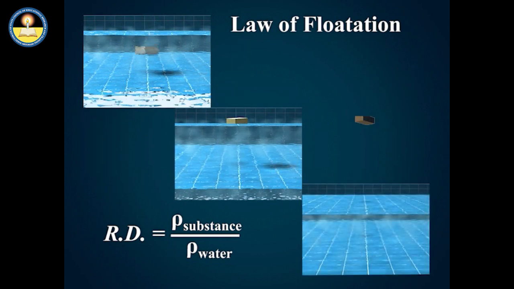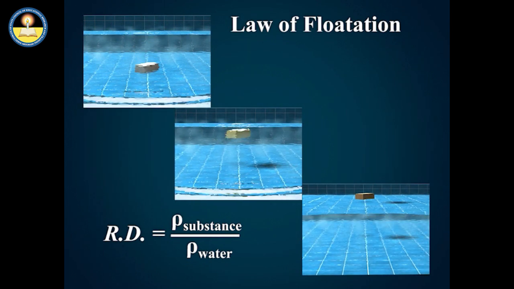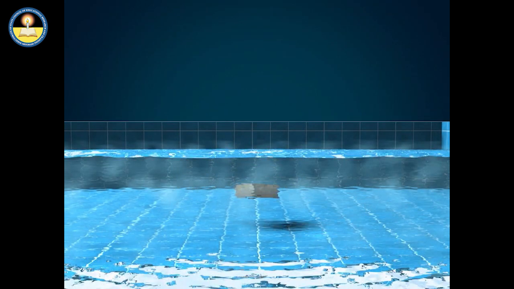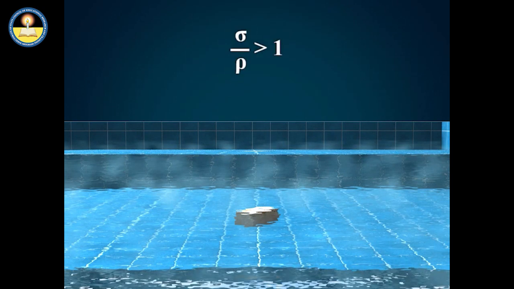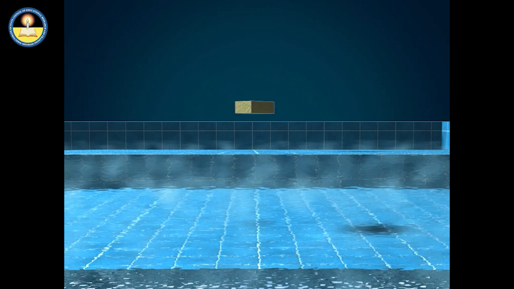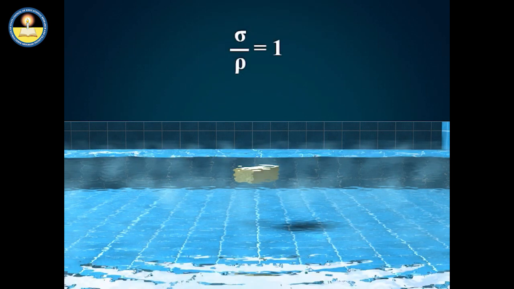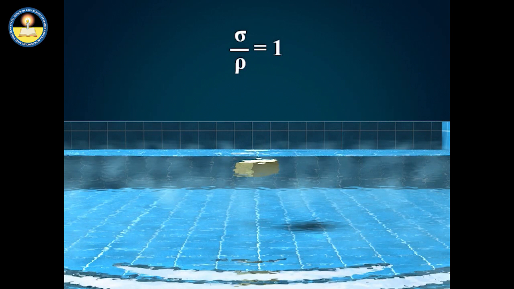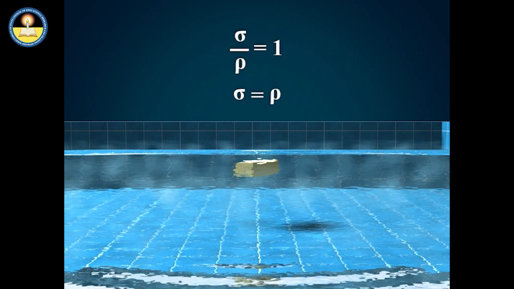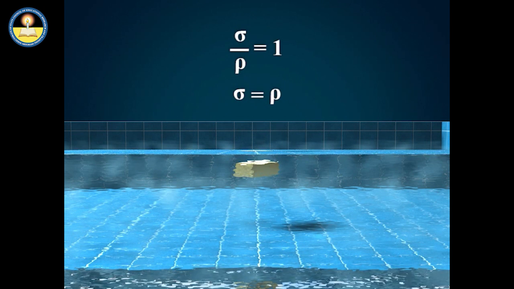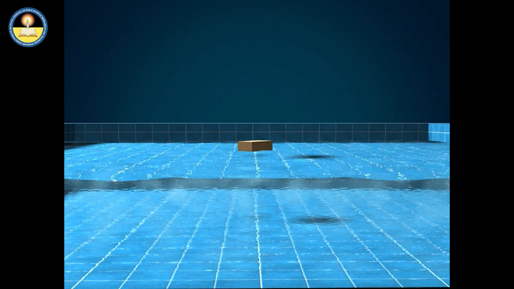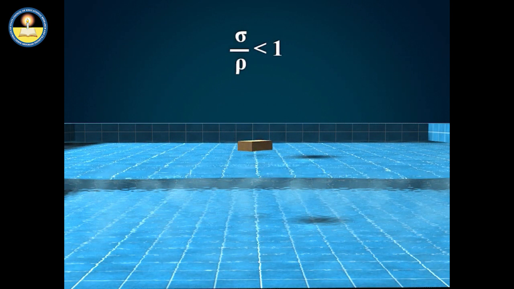Since the ratio of the densities of the body and the fluid is the relative density of the body, the law of flotation can be redefined as: if the relative density of the immersed body is more than 1, it will sink. But if the relative density is equal to 1, then the object will float and be just completely submerged in the fluid. Furthermore, if the relative density is exactly 1, then the densities are equal. That is, equal volumes of the two substances have the same mass. On the other hand, if the relative density of the immersed body is less than 1, it will float and remain partially immersed in the liquid.